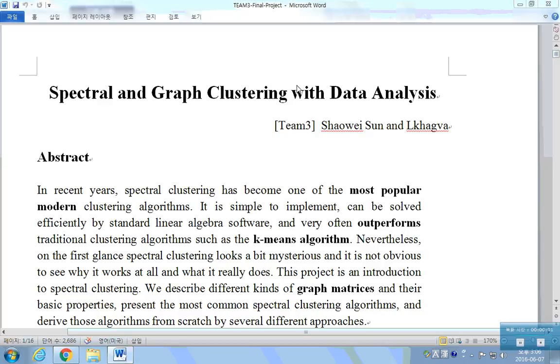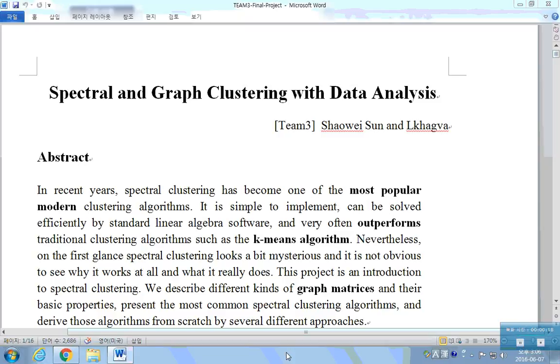We will have the final project presentation by Team 3, Mr. Jun Xiaowei and Mr. Akaga. They will talk about spectral graph clustering with data analysis.